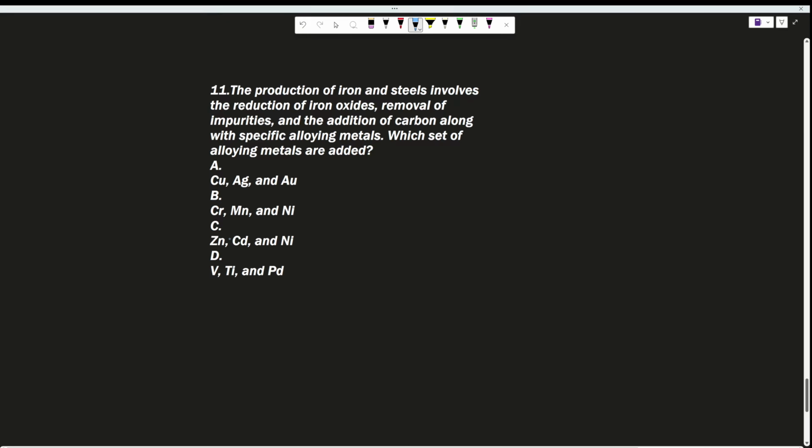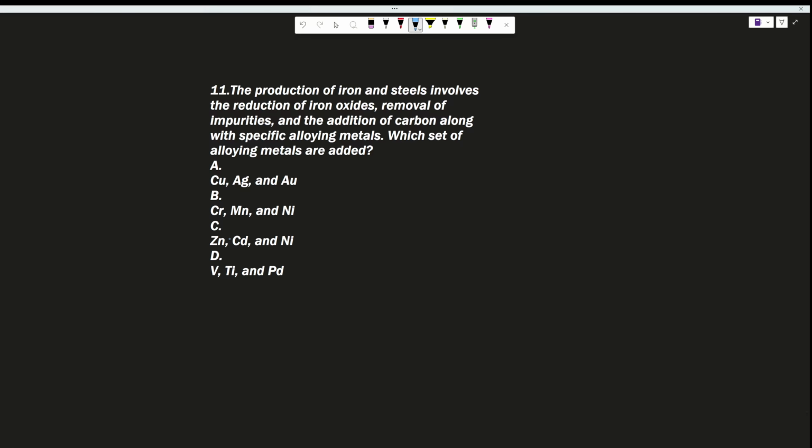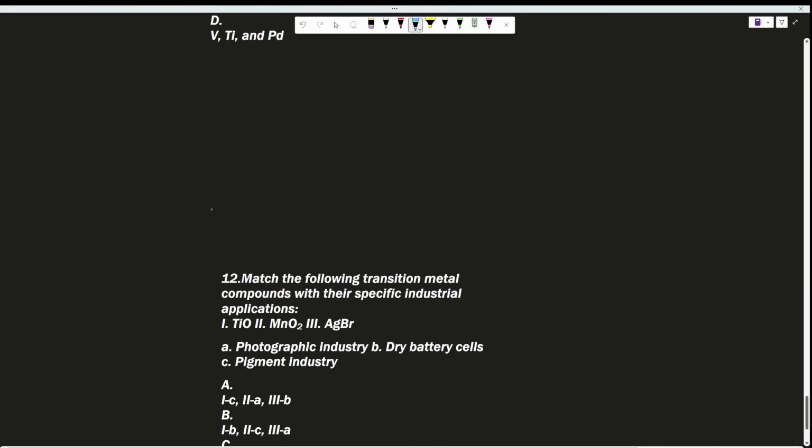Next one. The production of iron and steels involves the reduction of iron oxides, removal of impurities, and the addition of carbon along with specific alloying metals. Which set of alloying metals is added? First we obtain iron, then in order to make steel, we add carbon, and along with carbon, we add certain other metals. The metals are chromium, manganese, and nickel. Again, these are d block elements, that is, 3d series elements.